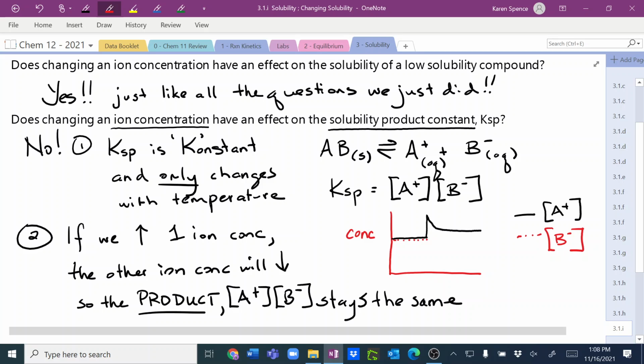So if we have increased the concentration of A, we are now shifting to the left. B will also be shifting downwards. So you can see that A is higher than before and B is lower than before. But if you multiply the concentration of A and B, they will be the same before that stress and shift and after the stress and shift.